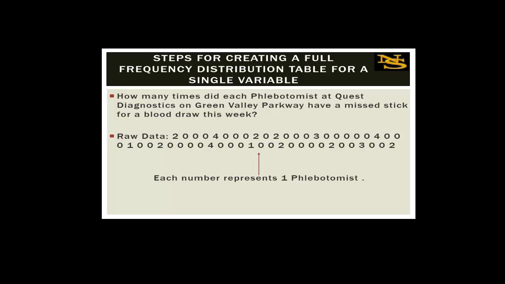So some steps for creating this full frequency distribution table for a single variable. How many times did each phlebotomist at Quest Diagnostics on Green Valley Parkway have a missed stick for a blood draw this week? Well, real quick, what do you guys think? Are we working with a sample or a population? Let's say I'm the manager at Quest Diagnostics, and this is the group of people that I am interested in, these phlebotomists that work for me. Sample or population?